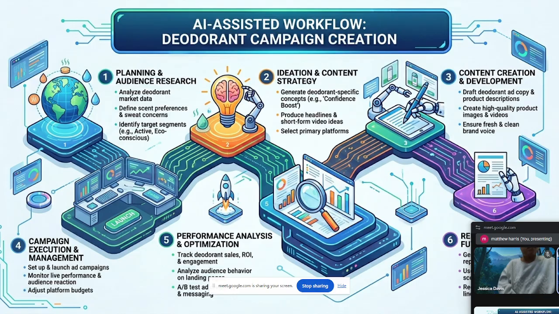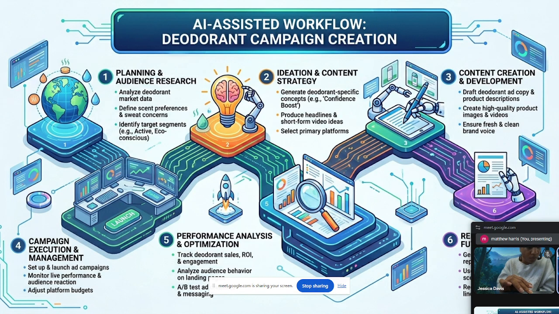And so it does have planning and audience research, helping you out with analyzing deodorant market data, deciding what scent preferences your audience is going to have, sweat concerns. We know all the big metrics that need to go with a good deodorant. What are some of the targets that you want to reach for groups of people where you meet those criteria, to say it's for active people doing a lot of sports, hiking, moving about?